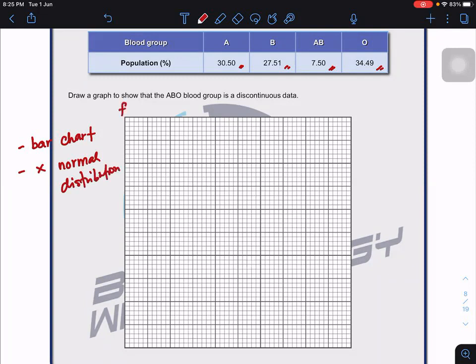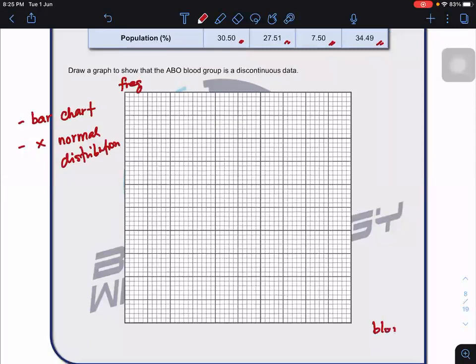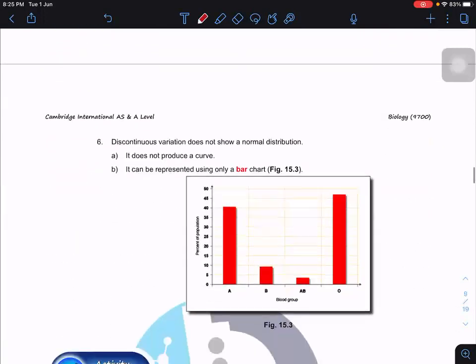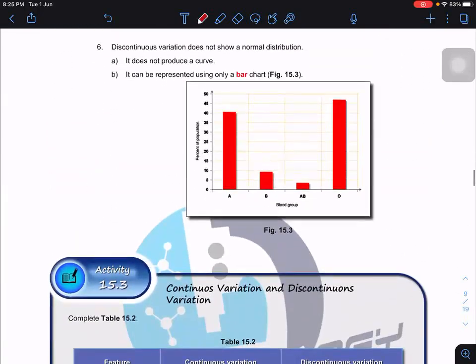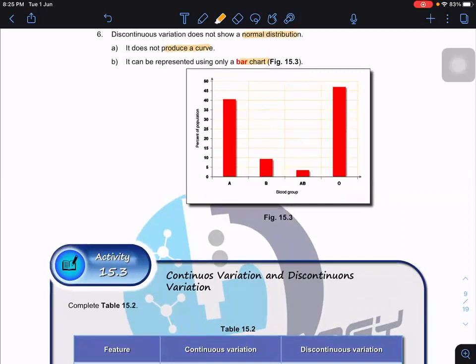So we're going to plot a y-axis of frequency again, versus blood group. So discontinuous variation does not show us a normal distribution. They don't produce a curve. We use bar charts to represent our data. For example, in figure 15.3, you can see they use bar charts to show the blood group.